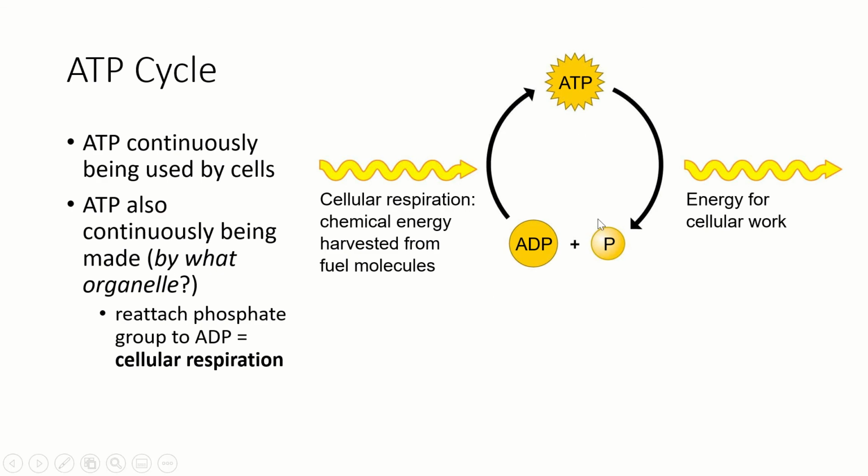So anyway, this is happening constantly in all of your cells. ATP is broken up into ADP and a phosphate group. Energy is used to do something in the cell, and then cellular respiration is going to harvest the energy within the bonds of a glucose molecule to attach phosphate back onto the ADP to make ATP again. Actually, it's not 1-to-1. One glucose gives you like 36 ATP. It's really complicated. We'll talk more about that later.